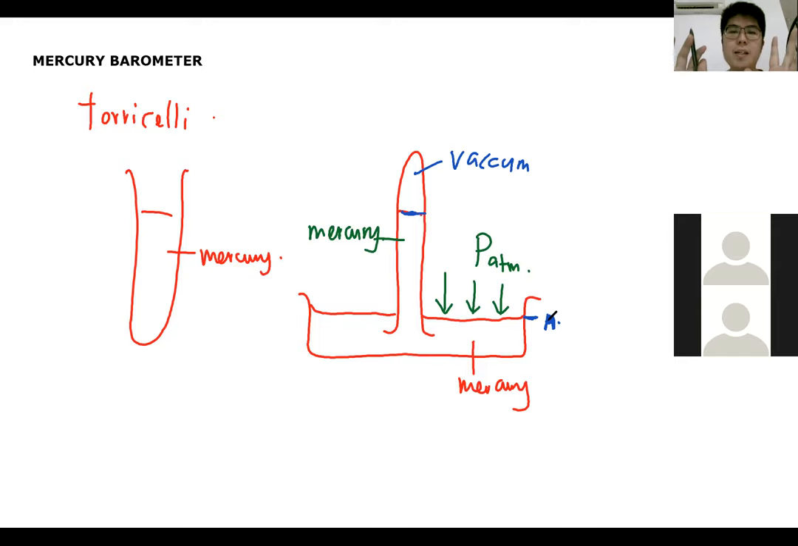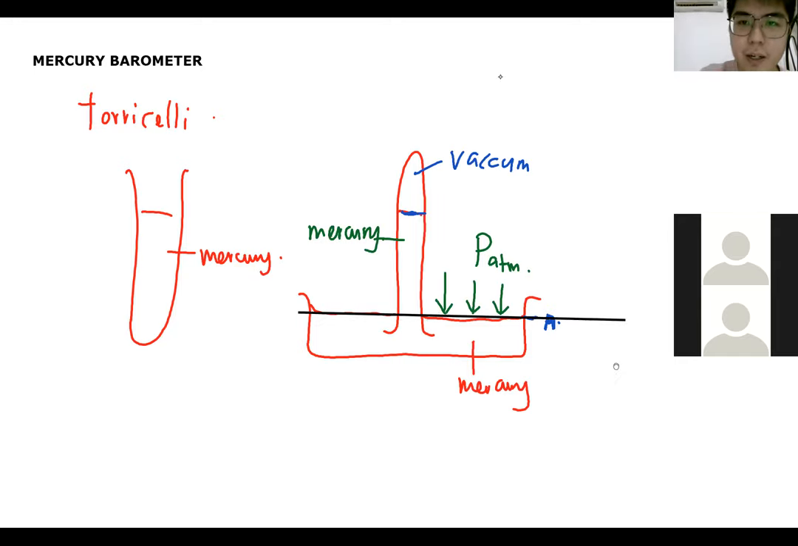So what happened is that this will achieve equilibrium. It will remain like this. Okay, it won't flow out, it won't flow in. Now from here, if we take the same level, let's say I take this point here. Okay, let me just get a straight line, this black level here.